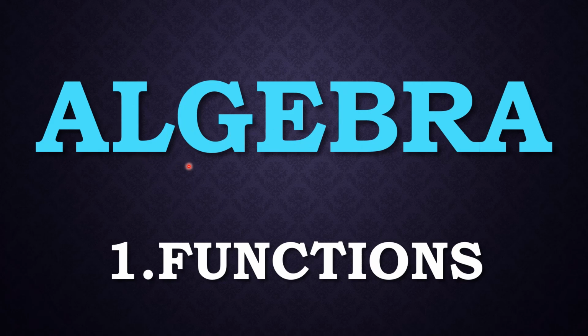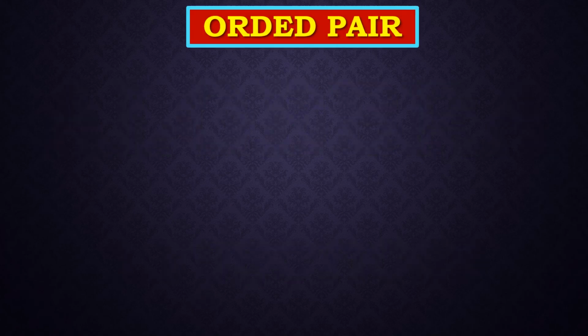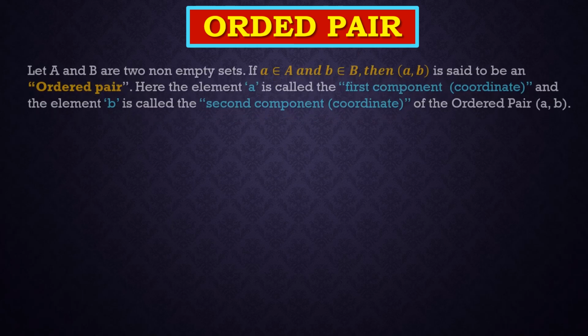First of all, the first concept is algebra. In this algebra, we discuss the first unit, functions. Now first we discuss the definition of ordered pair. Let us see the definition.